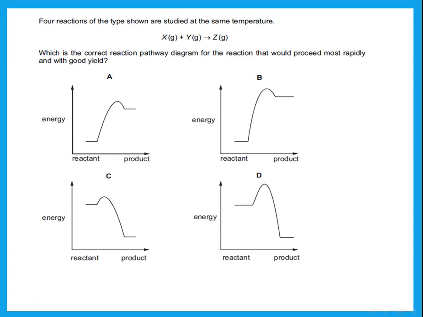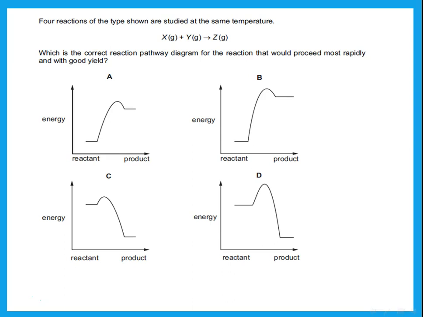Most rapidly means, do I want a high activation energy or a low activation energy? Remember that for A, for example, is the A an exothermic or endothermic? How do I know if something is exo or endo? If the products are higher than the reactants, then it is endo. So A and B represent endothermic reaction. Now, where is the activation energy?